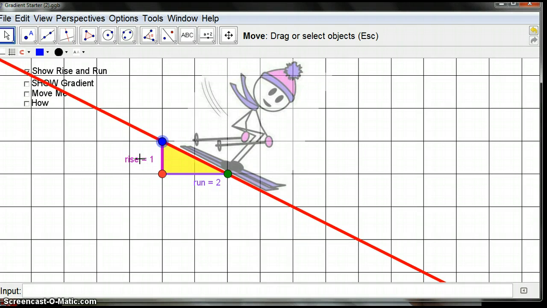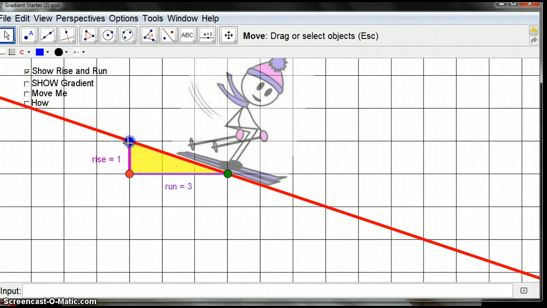So the rise is the change in y, and the run is the change in x. And gradient is rise divided by run. So this is a gradient of a half, but he's going downhill, so it's actually -1/2.